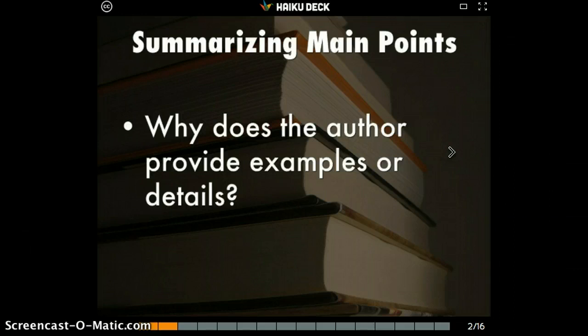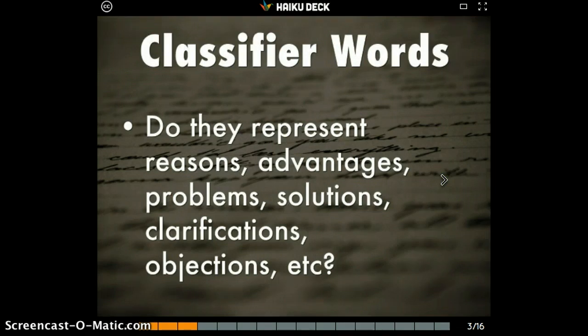And I did this for this summary specifically because Product Placement in Avergaming is rich with a number of details and examples that the author gives you for very specific reasons. Another reason why I wanted to give you this presentation is because it's difficult sometimes to find the vocabulary to explain what's going on in the article. So, some classifier words that you can use to explain why an author might be giving certain examples are reasons, advantages, problems, solutions, clarifications, objections, etc.